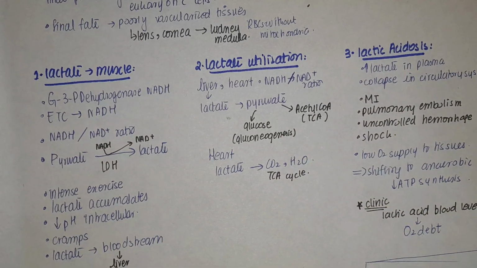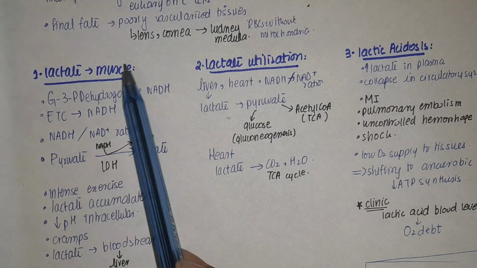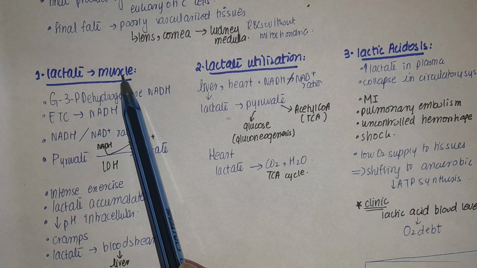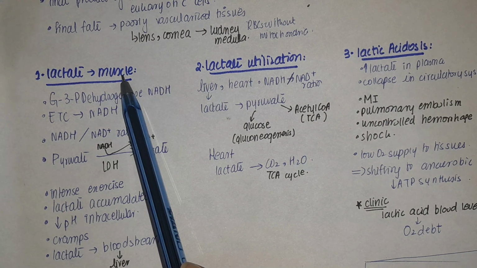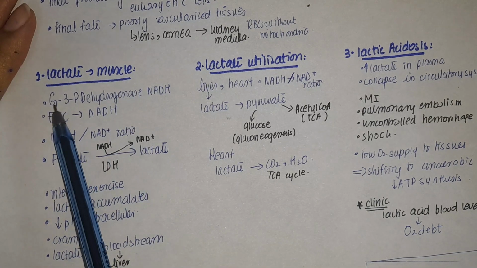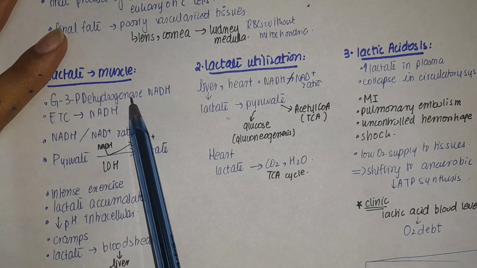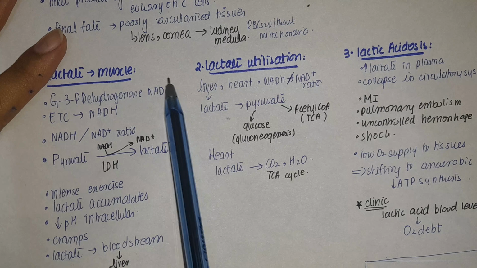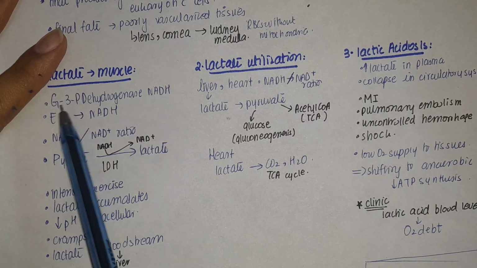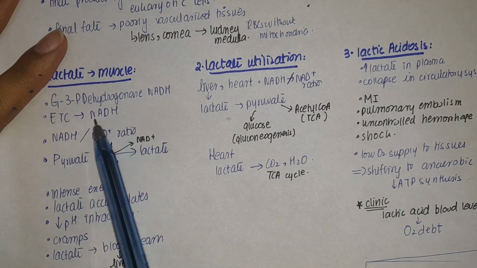Now they are saying, for example, you have exercising muscle. In an exercising muscle, what happens? Your cells have less oxygen. So glyceraldehyde 3-phosphate dehydrogenase is producing this NADH. Similarly, the electron transport chain is producing this NADH.